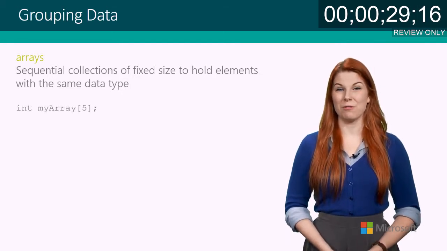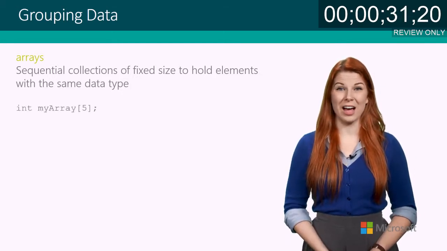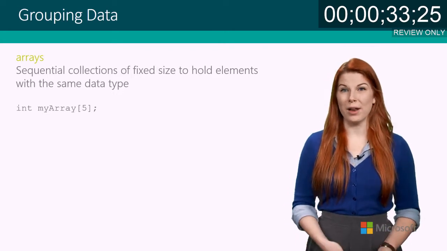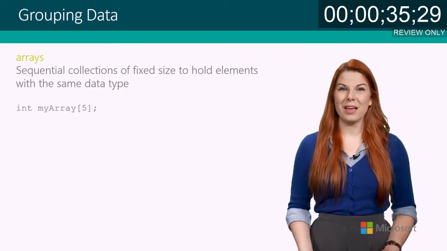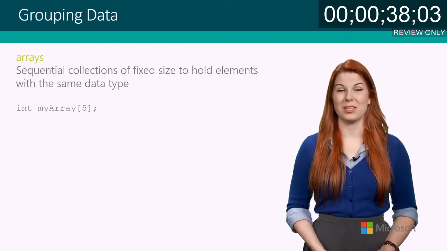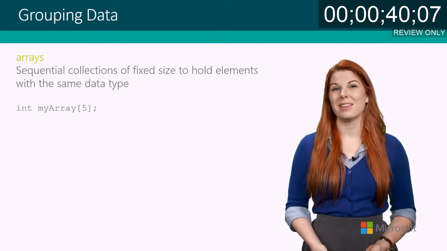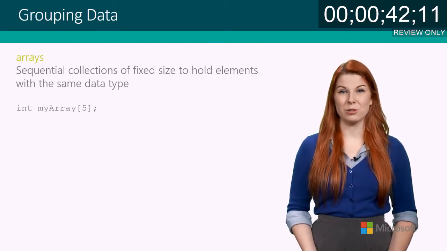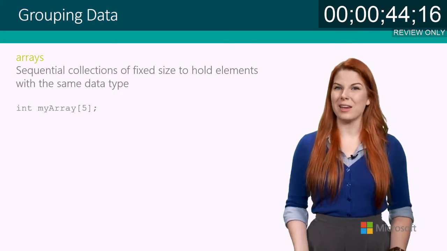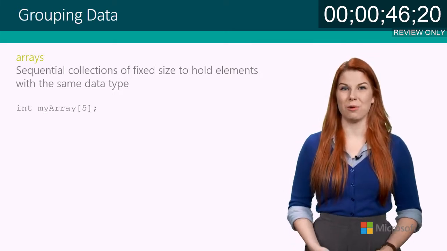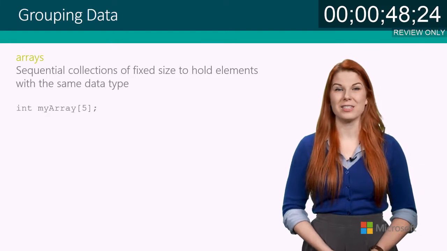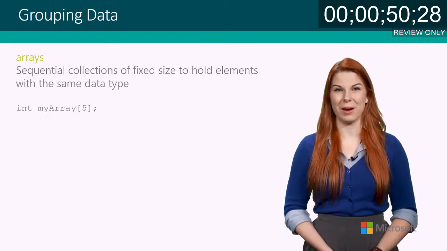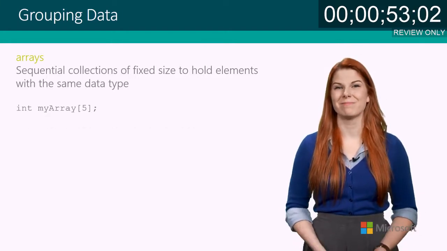So, for example, you could make an array that holds 5 int values, one right after the other. The way that you declare an array in C is with the data type that's going to be stored within it, the name of the variable, a set of square brackets, and within them, how many of those pieces of information you want to store. So this line of code creates an array of ints called myArray that can hold up to 5 ints.